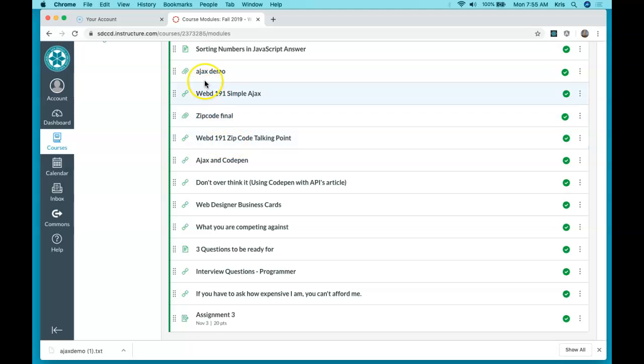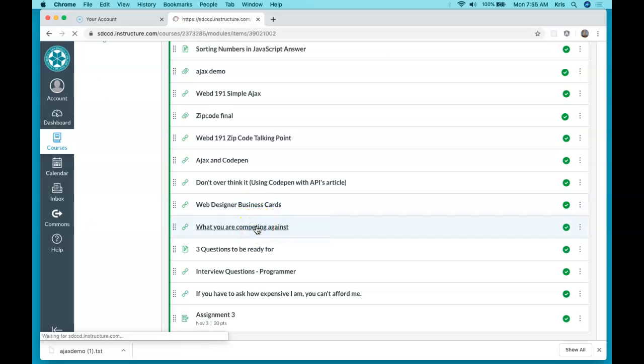Please watch both videos. I have an article on Ajax and CodePen, because Ajax is an interesting thing, and when you put it in your CodePen, you have to set CodePen to allow Ajax. There are a few other articles in here, like using CodePen with APIs, because the idea is you want the zip code populator to be inside your CodePens. After that, we'll get back to branding yourself. So there's a good article about web designer business cards.